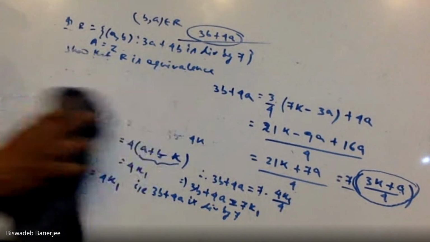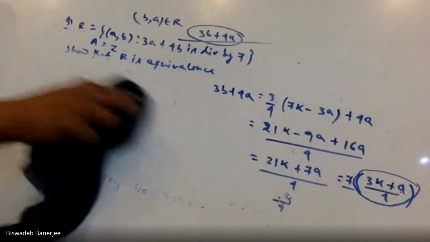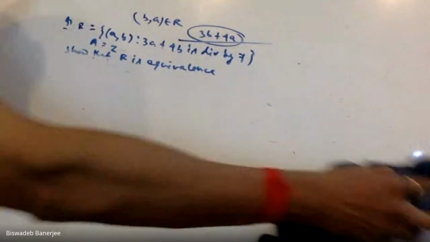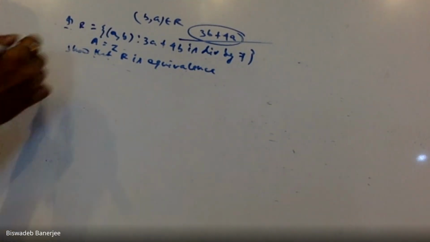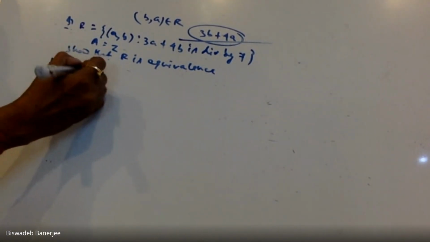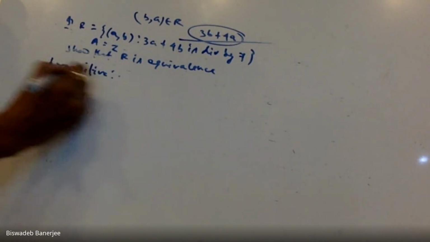Just pause the video and solve it. Practice it. Just pause the video and practice. And the last one is the transitive property. What is my transitive property?